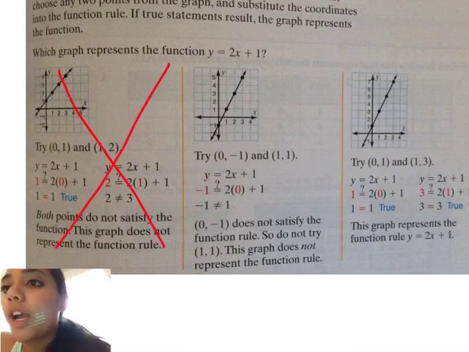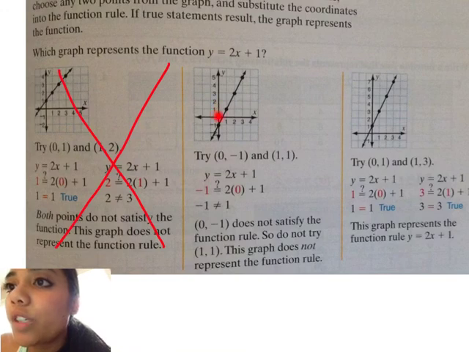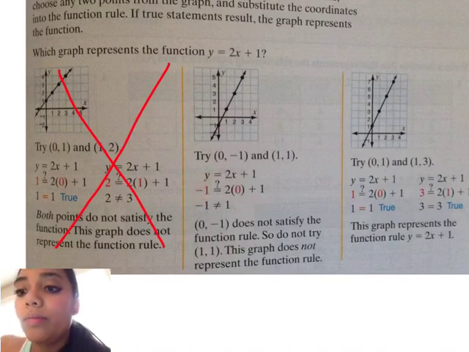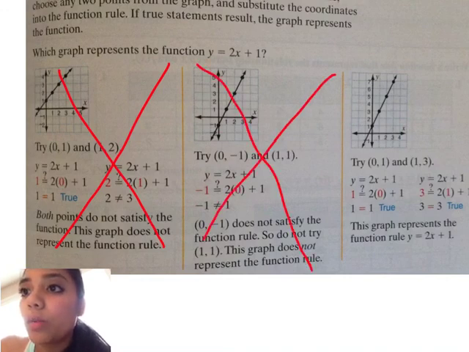So then I'm going to try it again on this one. Try 0 and negative 1, and I got that from this graph, 0, negative 1. So y, my negative 1, I plugged it in, equals 2 times 0 plus 1. Does negative 1 equal 1? Well, no, I didn't even have to try a second one because the first one I tried doesn't work.